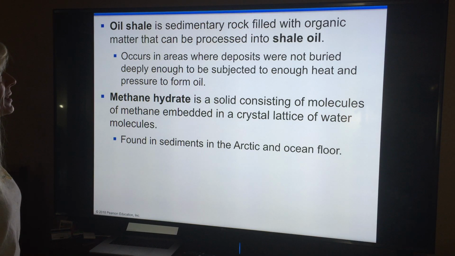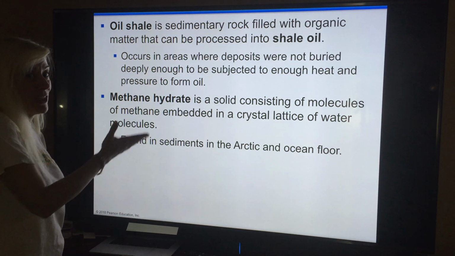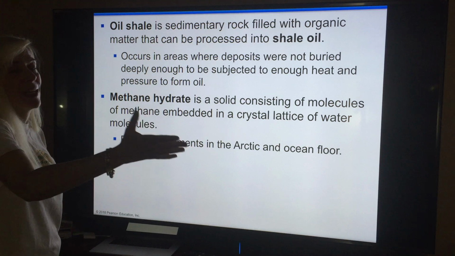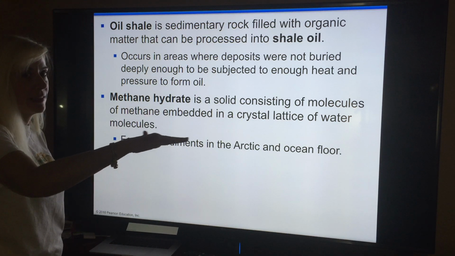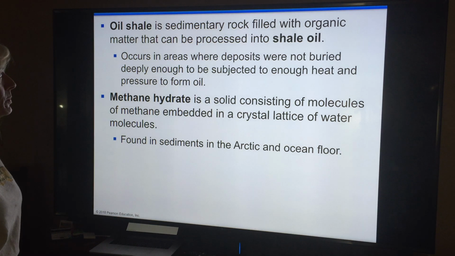So oil shale is a sedimentary rock filled with organic matter that can be processed into shale oil. Okay, so the shale rock can become shale oil. It occurs in areas where deposits were not buried deeply enough to be subjected to enough heat and pressure to form oil.